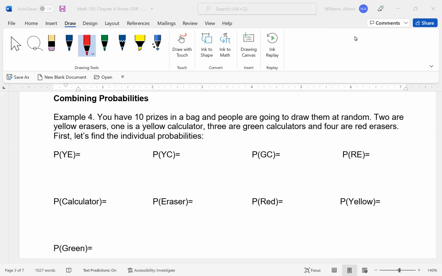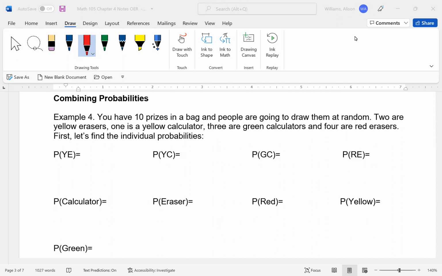In this video, we're going to talk about combining probabilities and ways we can do that. We're going to expand on what we talked about previously about probability. But first, let's use an example to help us do this. Let's say there are 10 prizes in a bag, and people are going to draw them at random.